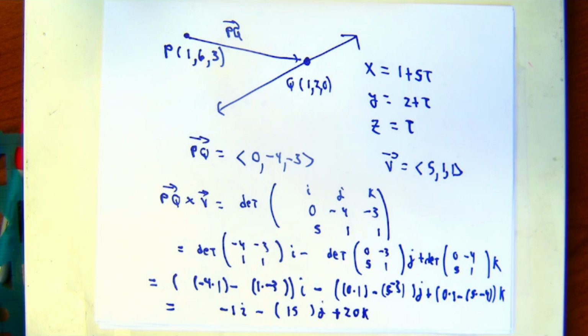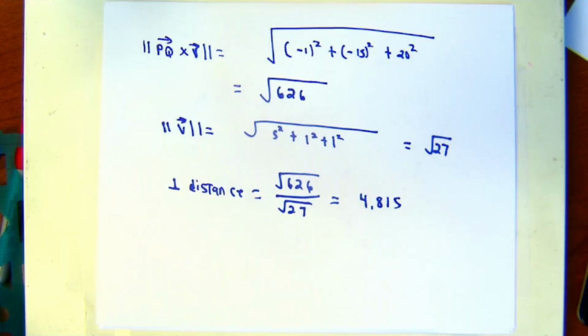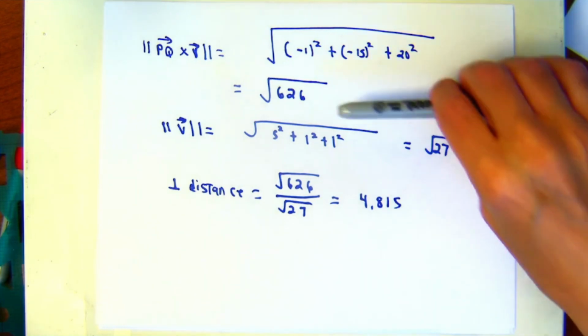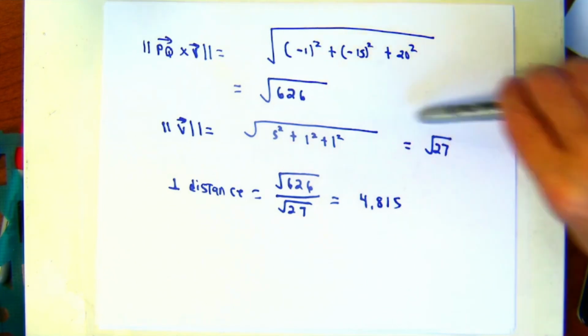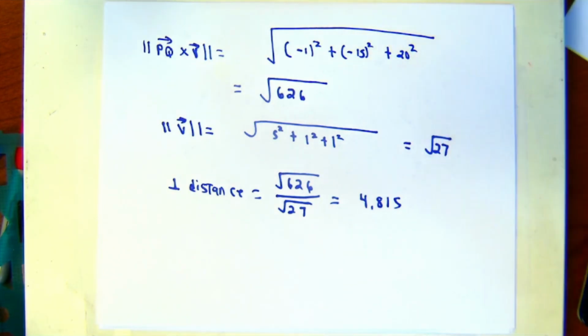Assuming I've done my arithmetic correctly, the cross product is negative 1 times i minus 15j plus 20 times k. The top of my formula is going to be the magnitude of that. The two norms involved are easy enough to calculate. The perpendicular distance is the square root of 626 divided by the square root of 27, which in decimal is 4.815 to 4 significant figures.